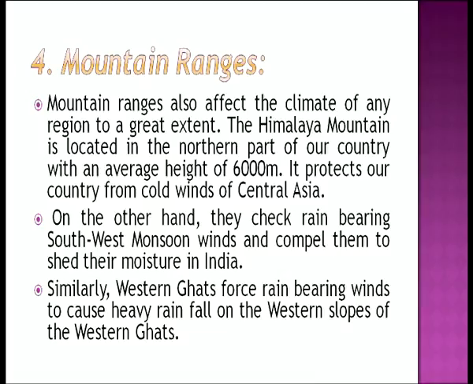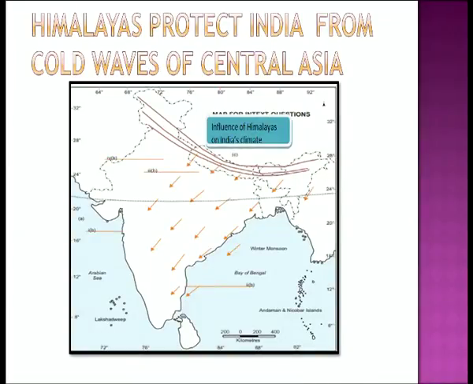Another factor which influences the climate is mountain ranges. Mountain range also affect the climate of any region to a great extent. The Himalaya mountain is located in the northern part of our country with an average height of 6,000 meters. It protects our country from cold winds of Central Asia. On the other hand, they check the rain bearing southwest monsoon winds and compel them to shed their moisture in India. Similarly, Western Ghats force rain-bearing winds to cause heavy rainfall on the western slopes of the Western Ghat. Himalayas protect India from cold wave of Central Asia. Look at this picture, this map that also shows the same.